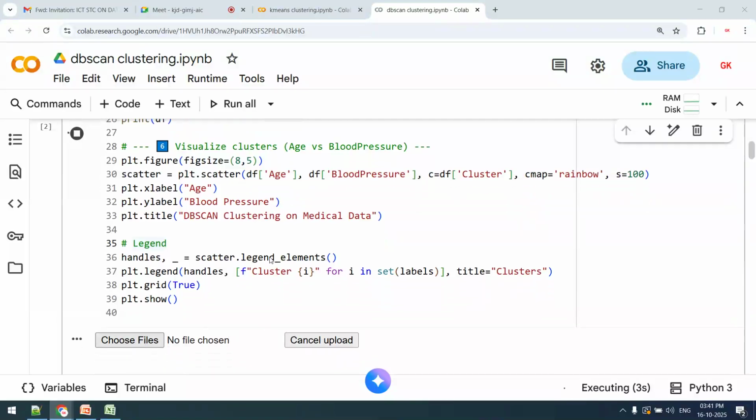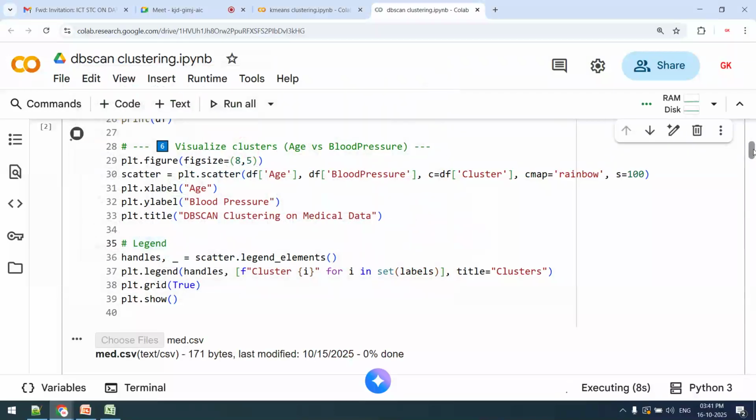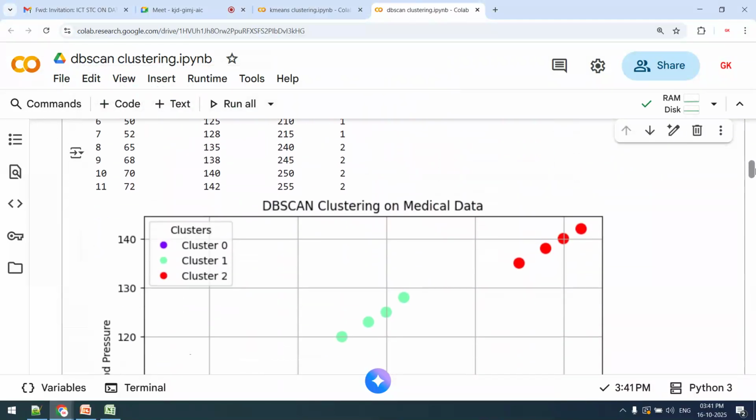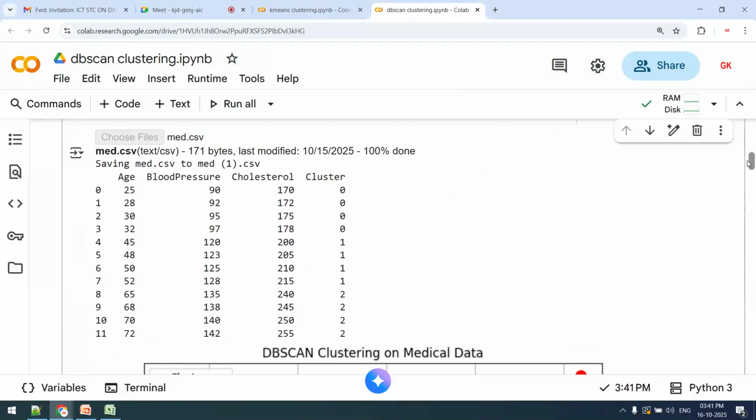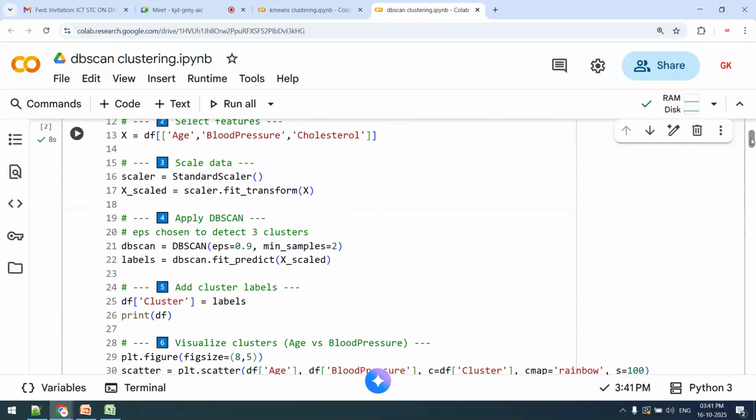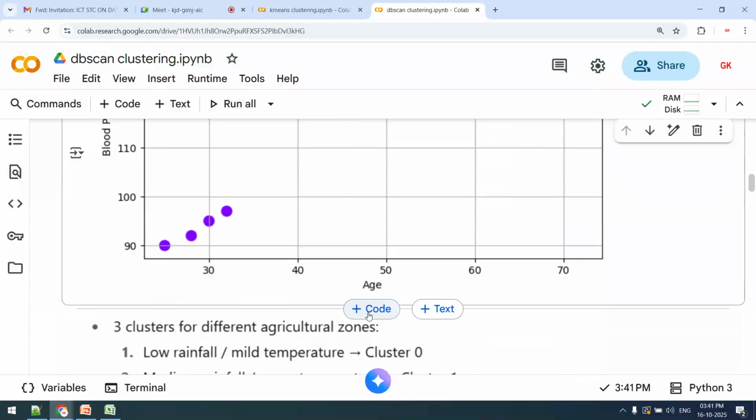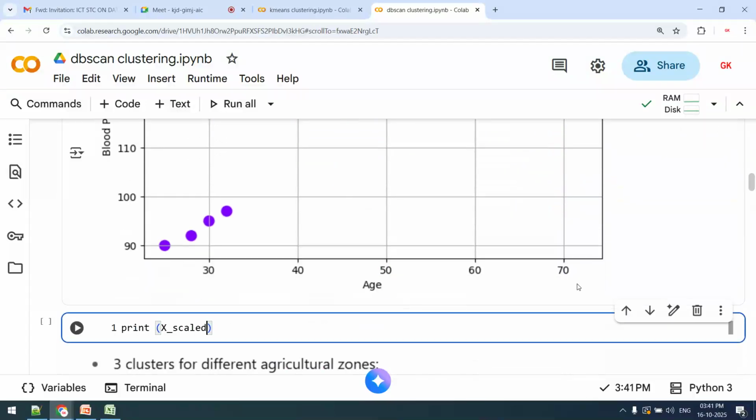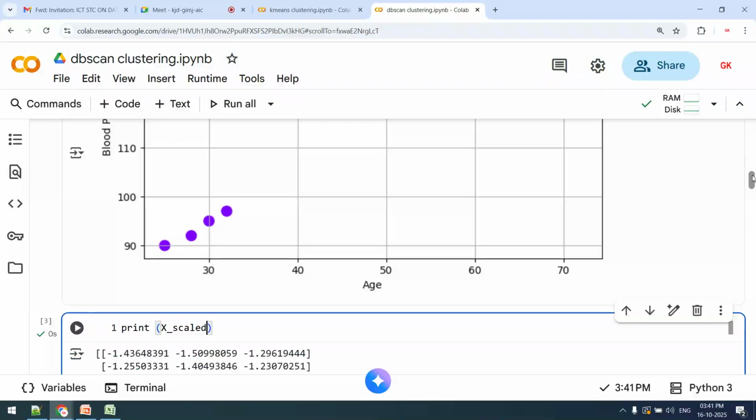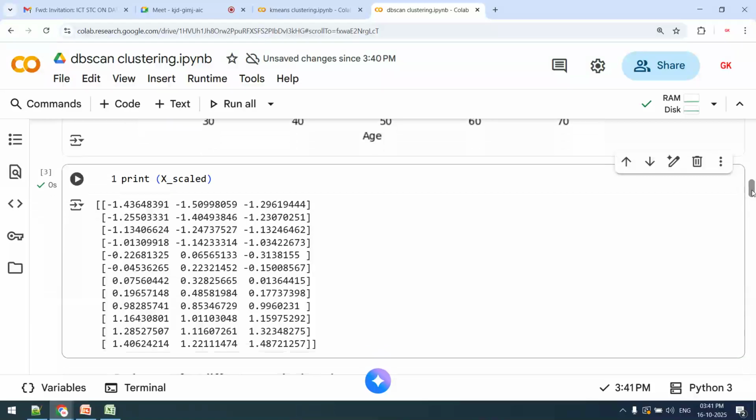Now we will upload this Excel sheet, mat.csv, and now you can see these are the clusters. If I want to see these scaled values, you will see what the actual values are and what the scaled values are. So print, these are the scaled values. You can see what the actual data is.